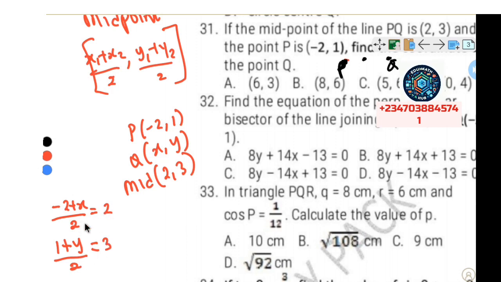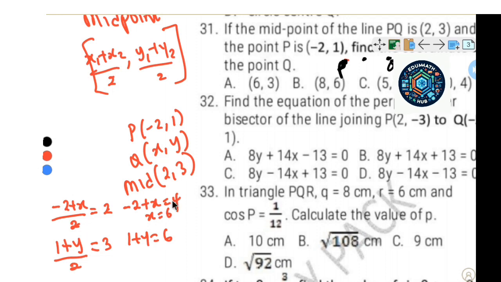So if you solve this one, this is 2 times 2, 4. So you have minus 2 plus x is equals to 4. And this one will give you 2 times 3, 6. So you have 1 plus y is equals to 6. From here, if you solve this one, bring this minus 2 to this side. So that will be 4 plus 2, x is 6. Then here, bring this 1 to this side. Okay, y will be 5. So the other point Q, the coordinate of that point Q is 6, 5.